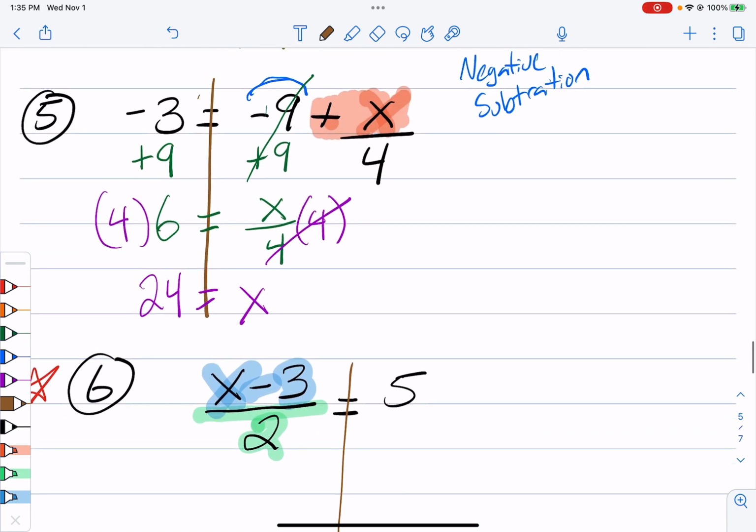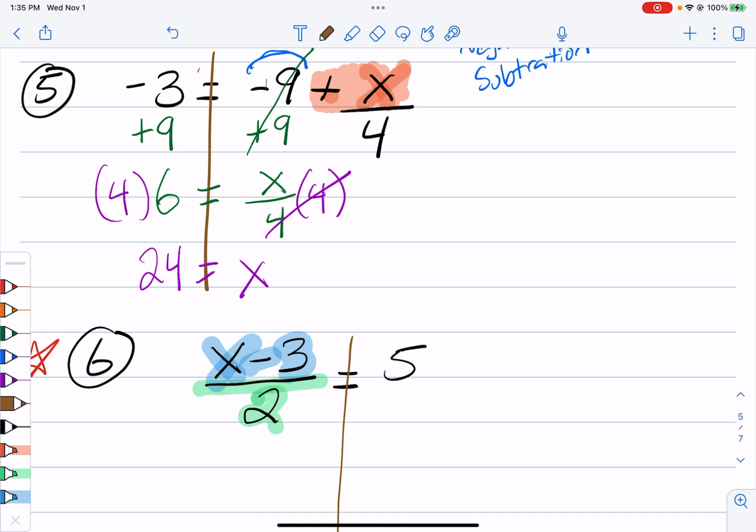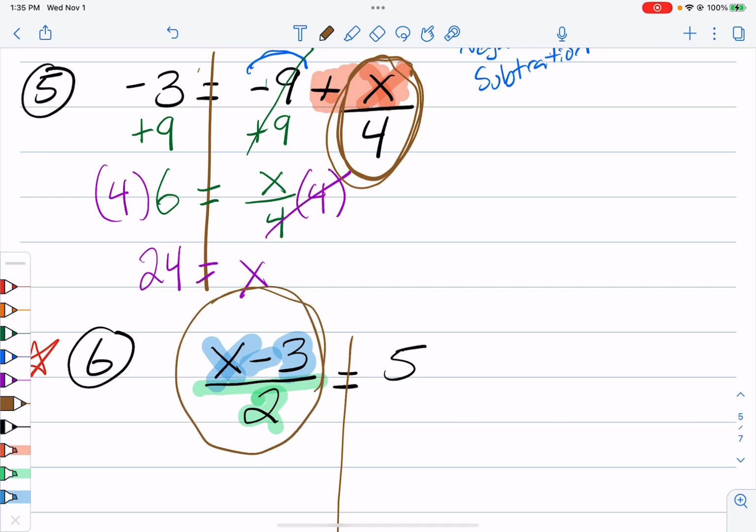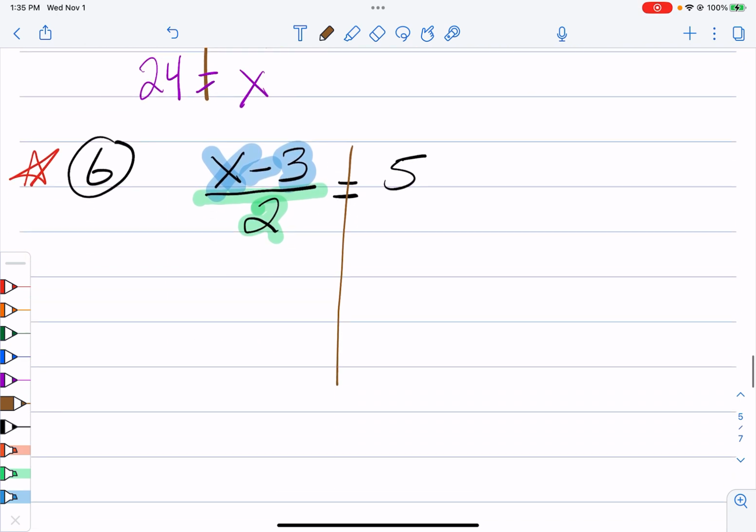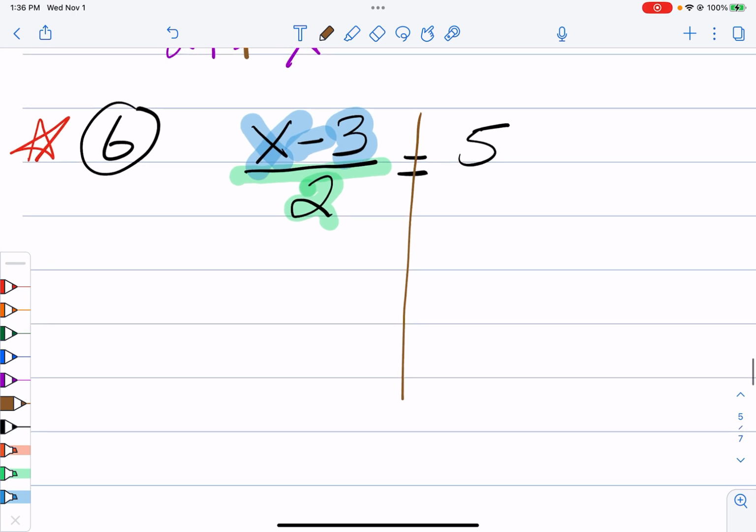So I want you to notice the difference. If you look at number 5, the fraction is just with the x. That is its own little fraction. In number 6, the whole problem is a fraction. So that's why it's different. Look for the ones where the whole problem is a fraction. So if I want to make it so that the entire problem is not a fraction, I have to get rid of the fraction part first.